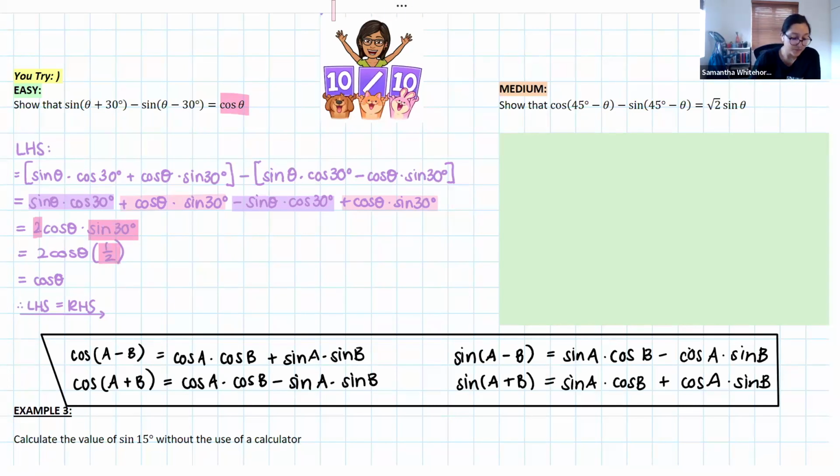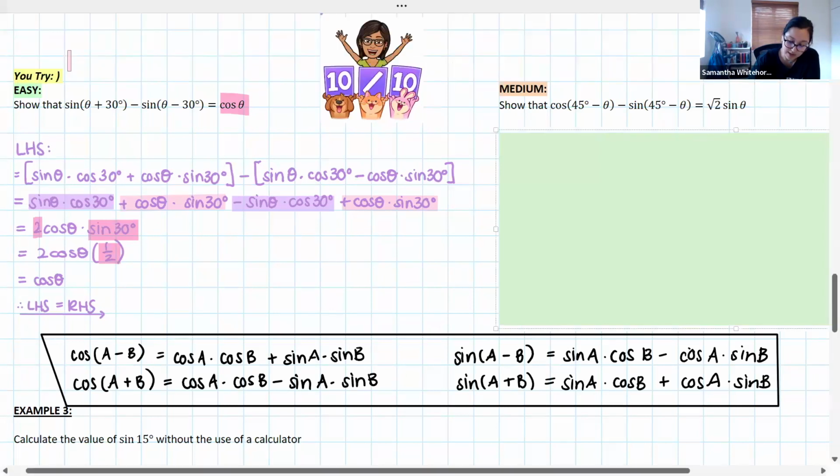So again, it's about manipulating what you've been given to what you need. And it's sort of what I said when we were proving identities. Whilst this is not an identity, always just go back to what you're wanting to prove. You're wanting to prove that cos theta. And so through your working out, you should eventually be simplifying to end up with just a cos theta. Right, so that was the first one.